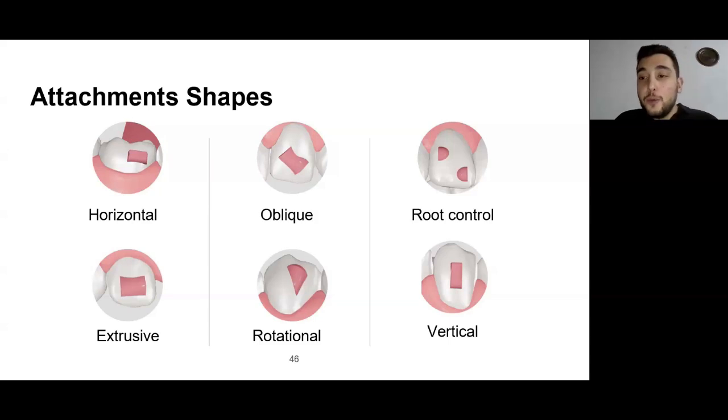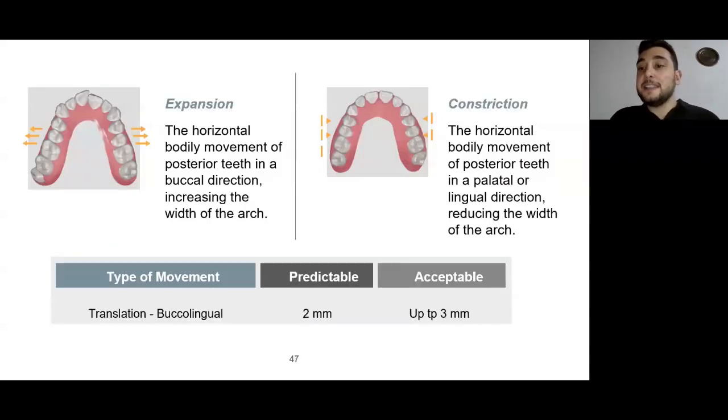I don't want to overwhelm you with them right now. The way I prefer to do this is go through the movements, and I'm going to mention for every type of movement what type of attachment is needed and on which teeth it is going to be placed. So let's start with the translational buccolingual movement.